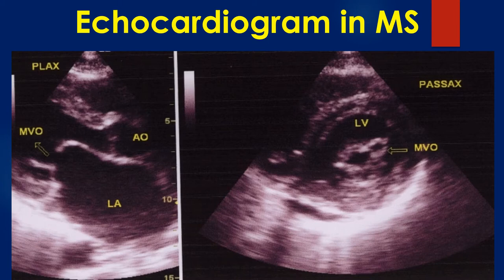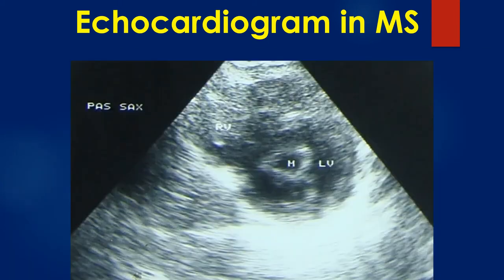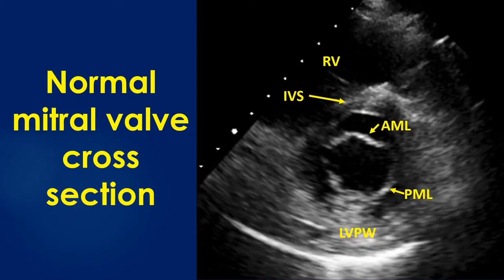Associated tricuspid regurgitation, if present, can be seen on apical four-chamber view, which will also help in estimating the right ventricular systolic pressure from the TR gradient. Parasternal short axis view in mitral stenosis showing the fish mouth appearance of the mitral orifice in cross section. Normal mitral valve cross section for comparison showing anterior and posterior mitral leaflets widely separated.